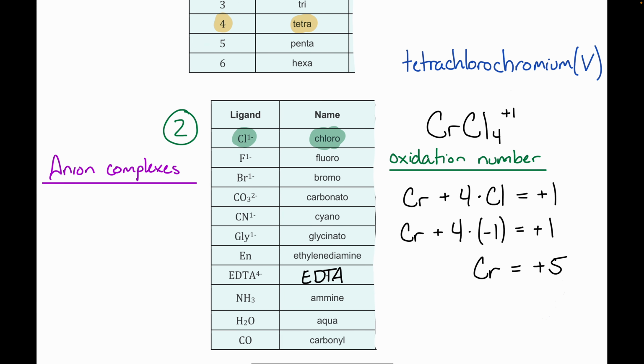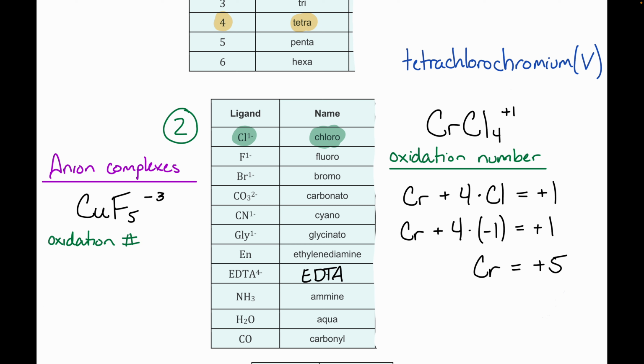All right, so let's just put an example here. CuF5 with a -3 charge. This is our anion complex, anion because our complex has a negative charge. The first few steps are actually the exact same. I want everybody to first tell me what the oxidation number is of this copper in this complex. Same process we did before.